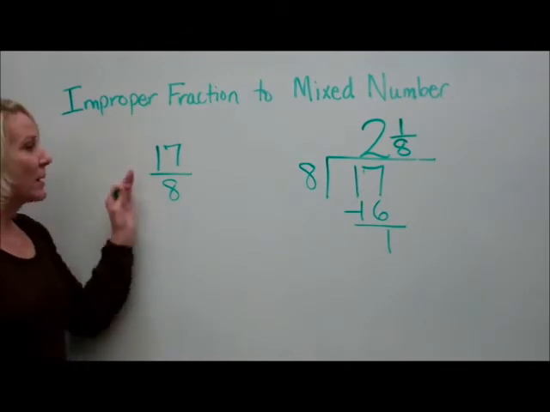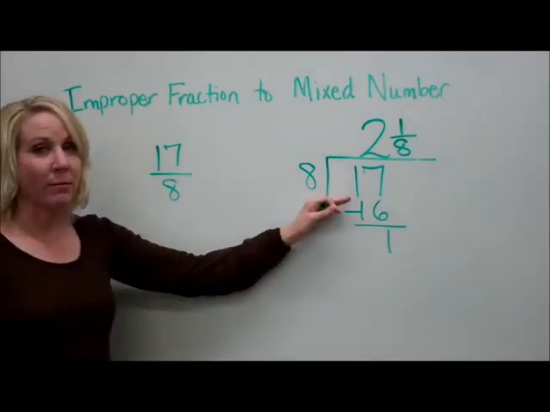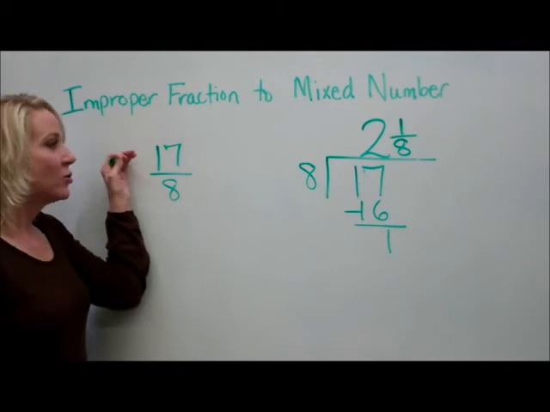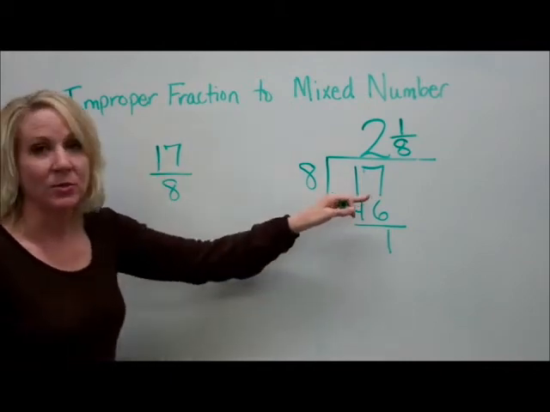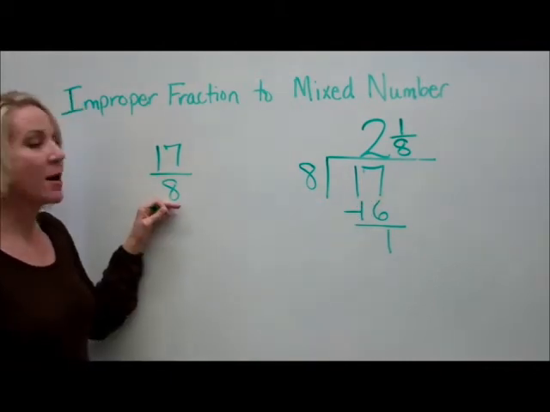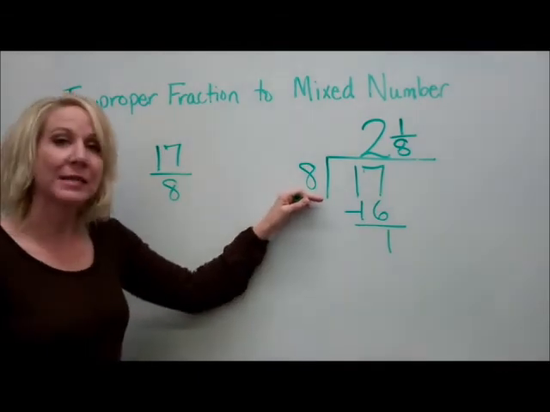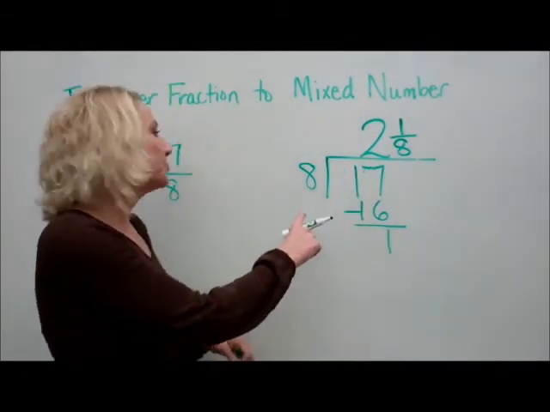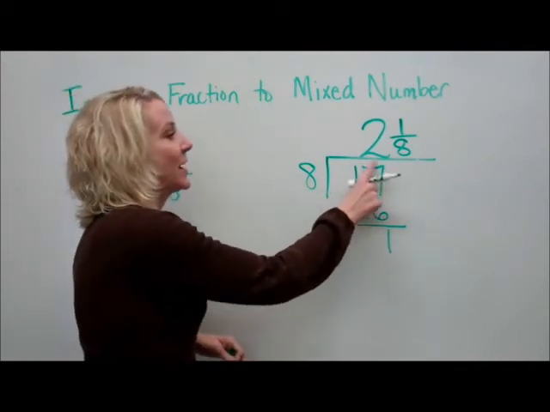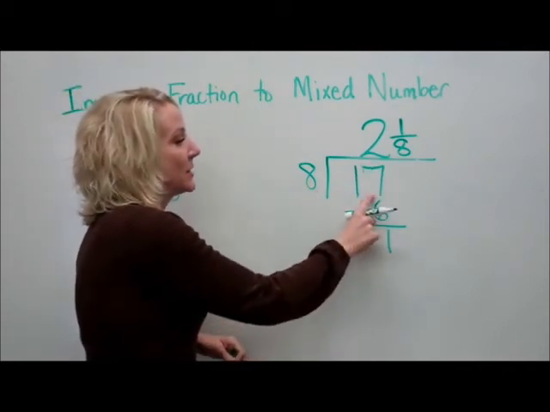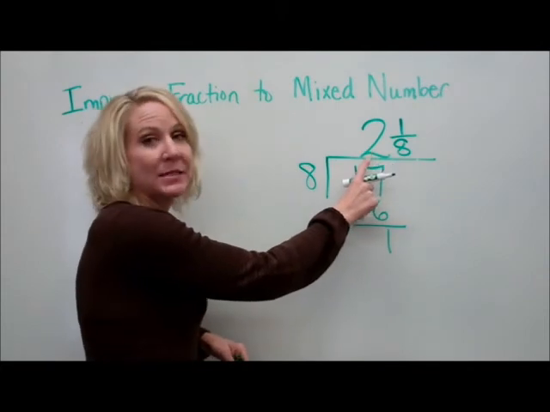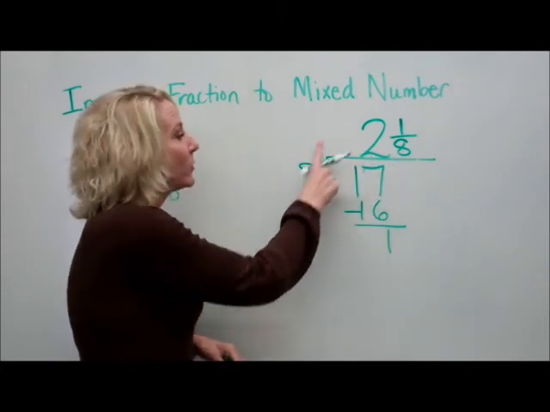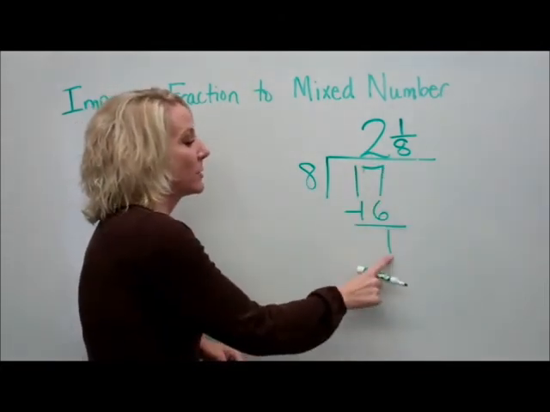Again, what you do is you rewrite the fraction as a division problem. What you need to remember is that the numerator is your dividend. It goes inside. Your denominator is your divisor. It goes outside. Then you do the division problem. The number that you get for the dividing, in this case it was 8 divides into 17 2 times. That's your whole number. You complete the division problem and get your remainder.